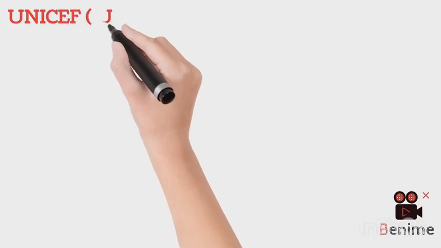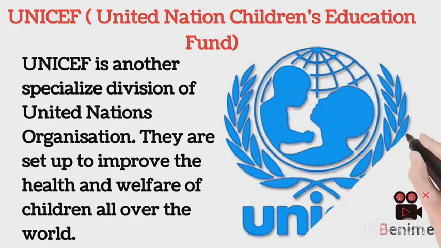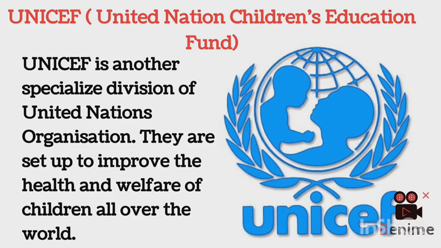Let's look at another international health organization. We have UNICEF. Now, UNICEF stands for United Nations Children's Education Fund. So that is UNICEF. UNICEF is another specialized agency of the United Nations Organization, which is the UNO. Now, the main function of UNICEF is that it was set up to improve the health and welfare of children all over the world.